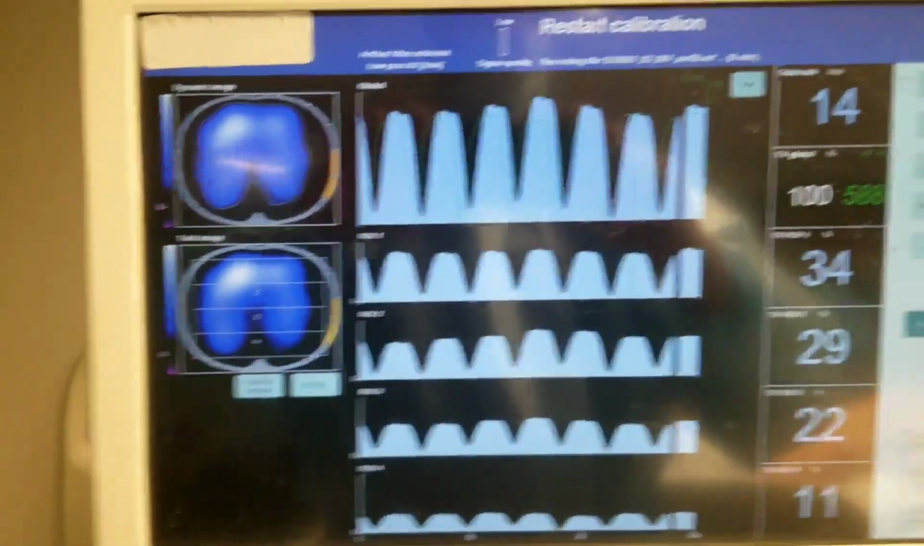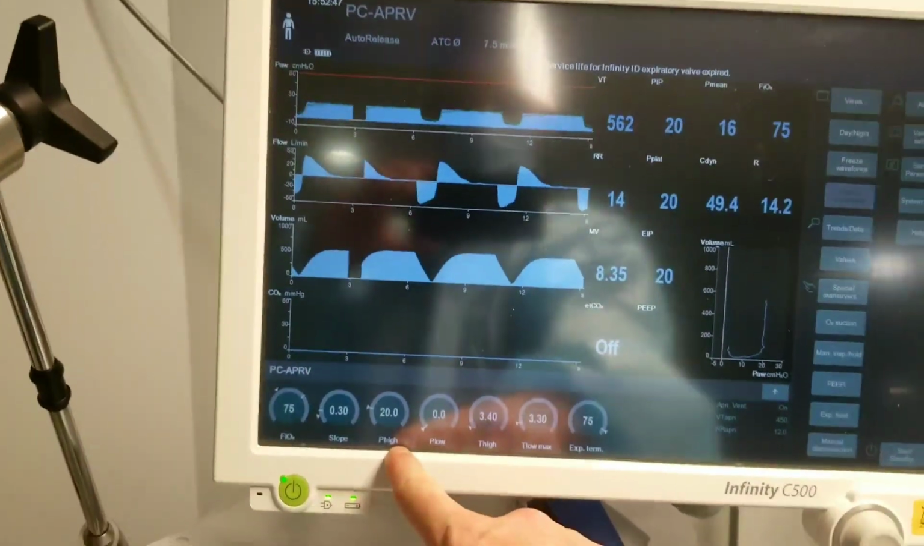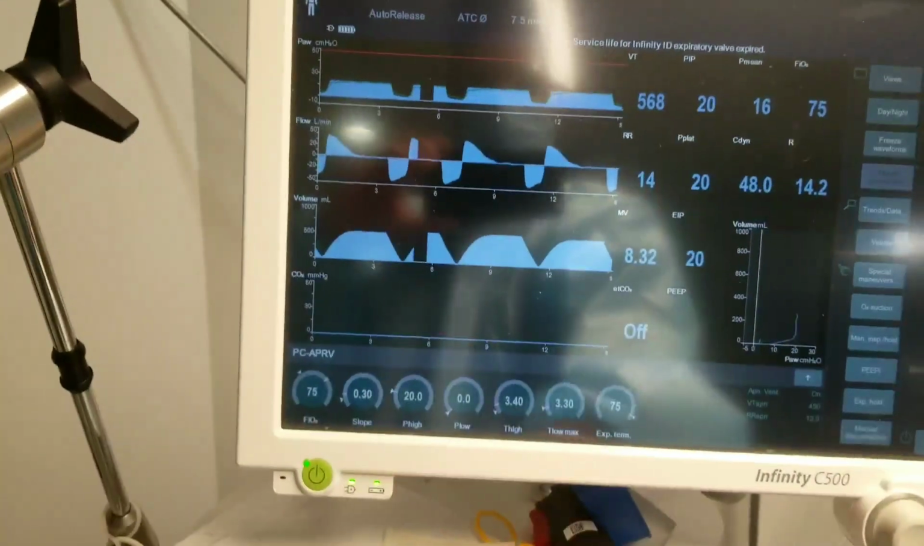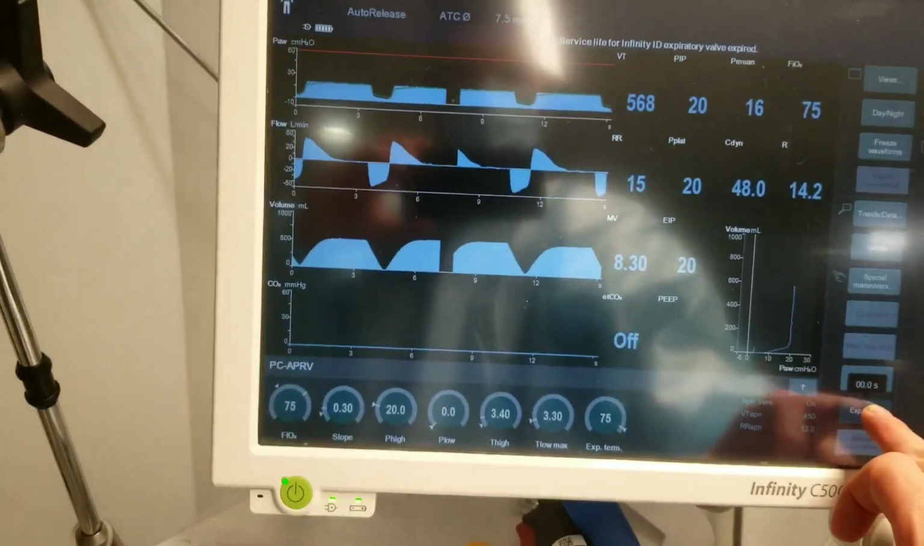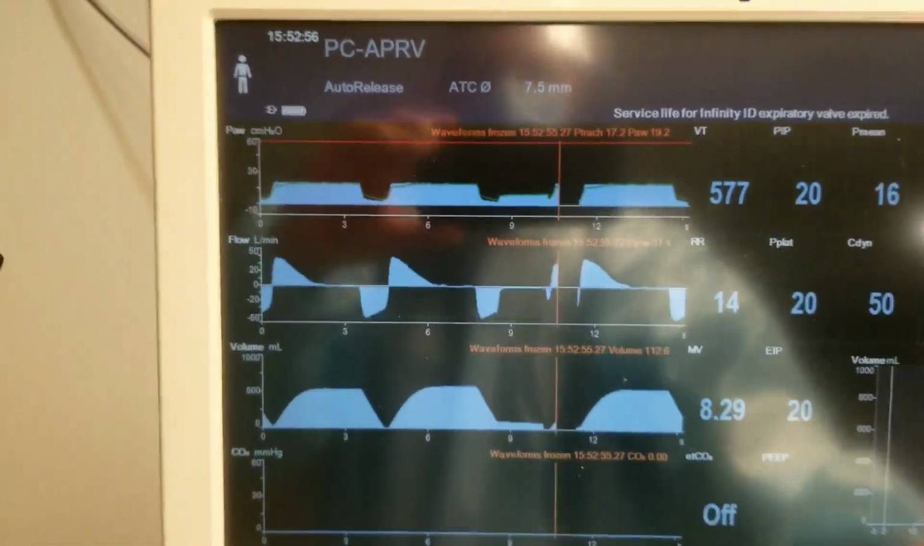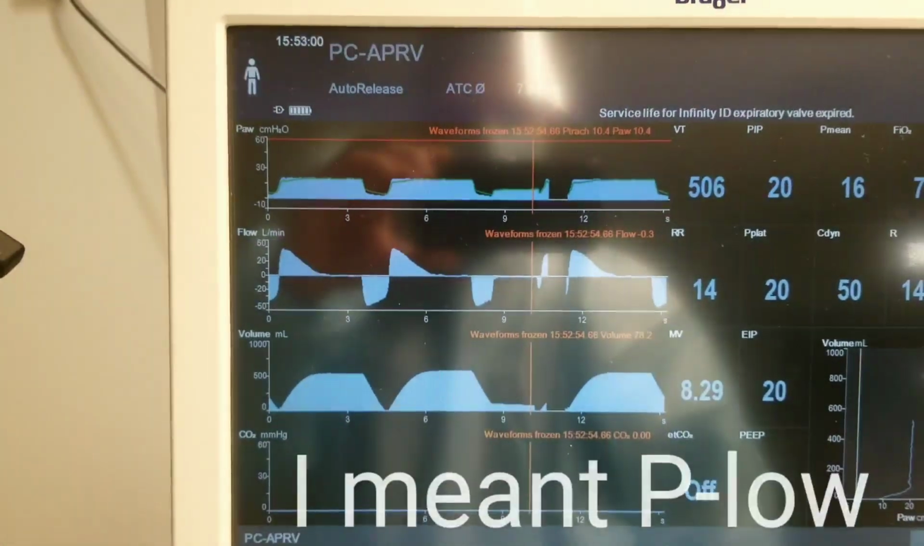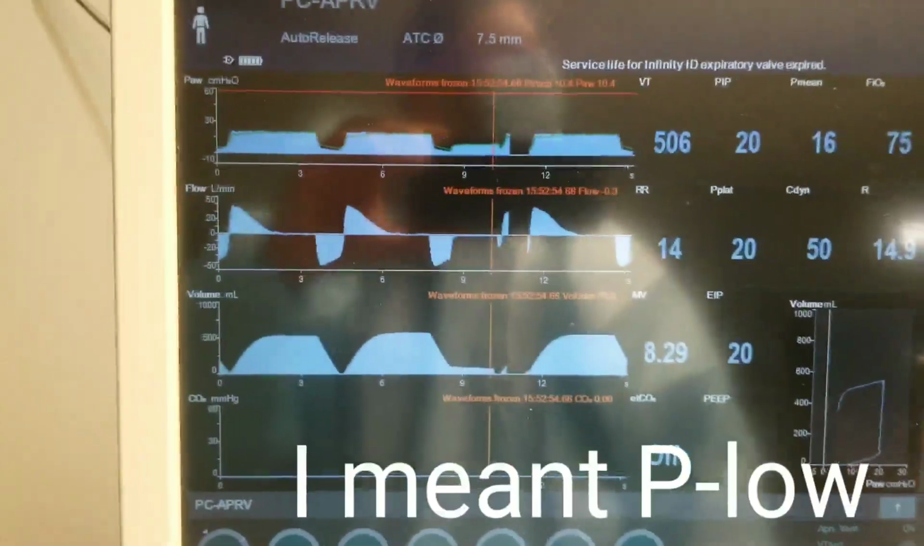But the pressures are very safe. So the P high, which is kind of equivalent to the plateau. So we have a plateau of 20. Do an expiratory pause here. Freeze the waveform. And we got about 10.4 for the P high. Good stuff.